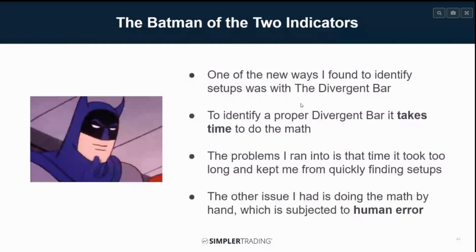And to identify a proper divergent bar, it takes time to do the math. The problem that I ran into is that it took too long for me to do the math. So it kept me from being able to really go through my entire watch list to find some setups rather quickly. And of course, the other issue is when doing math by hand, I'm subjected to human error, and being dyslexic myself, it's not too hard for me to just flip around a number when I'm trying to do the calculations quickly and then find myself thinking I have a valid signal, jumping into a trade, and then going back and saying, oh no, I did not have a valid signal. I did my math wrong, right? So that was one of the issues I was running into.